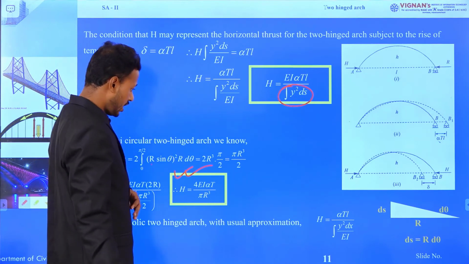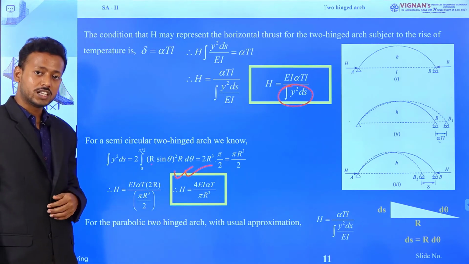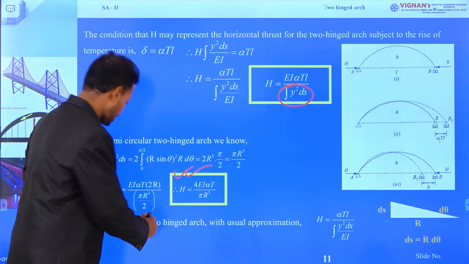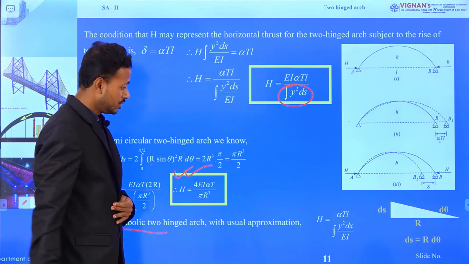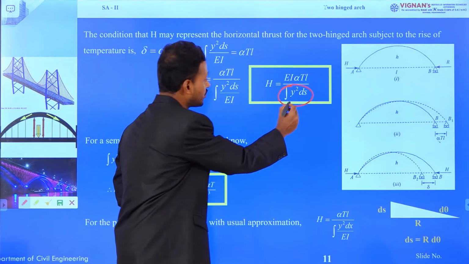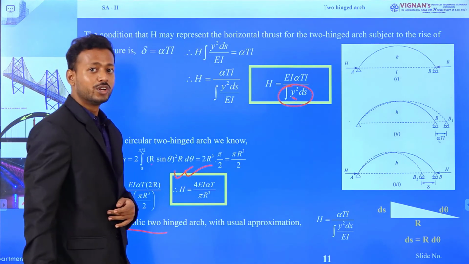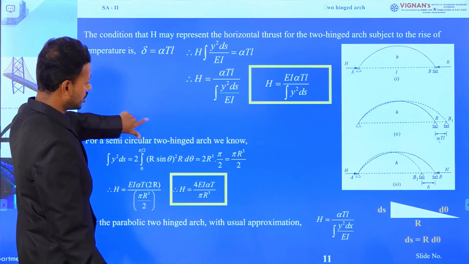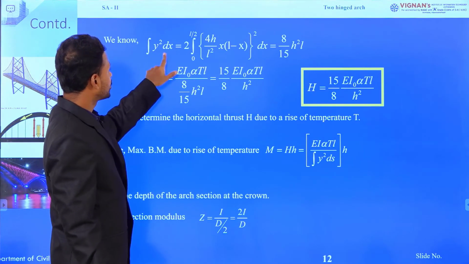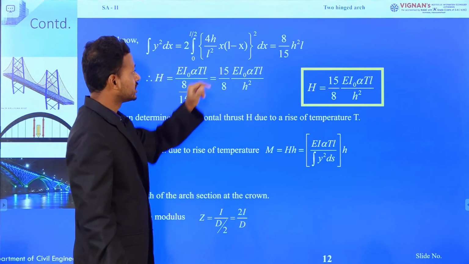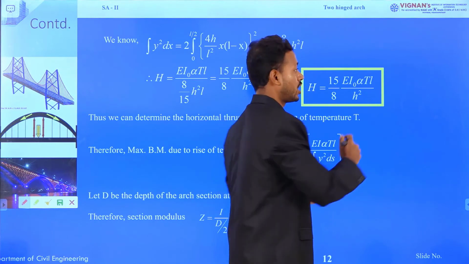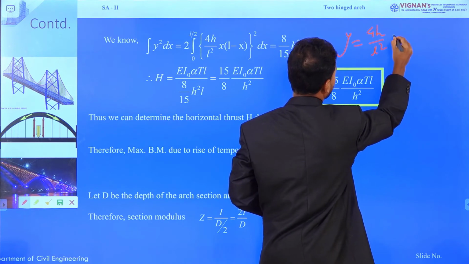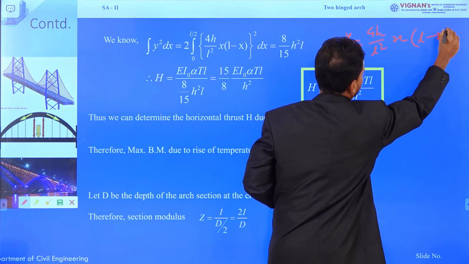Now we will find out the horizontal thrust when it is subjected to temperature rise for a parabolic arch. So we have to again find out the expression of integration y square ds. We know the expression of y square ds for a parabolic arch. We know y equals to 4h by L square x into L minus x.